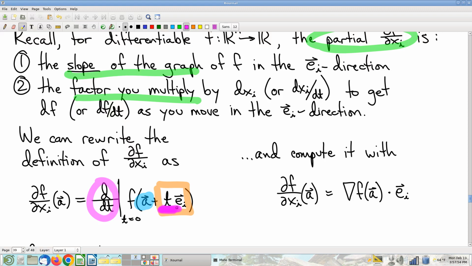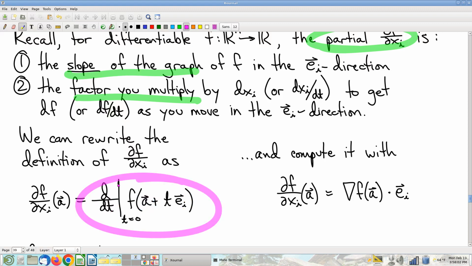So d by dt is taking the derivative with respect to that one variable. So if you'd like, you can crank this out with the chain rule, and what you will find is it is exactly what I claim. It is exactly that partial derivative. That's a little bit of algebra, but intuitively speaking, I hope that's at least a little bit satisfying.